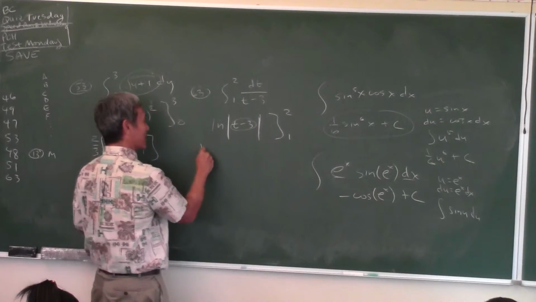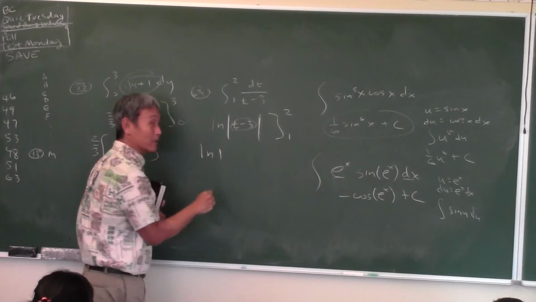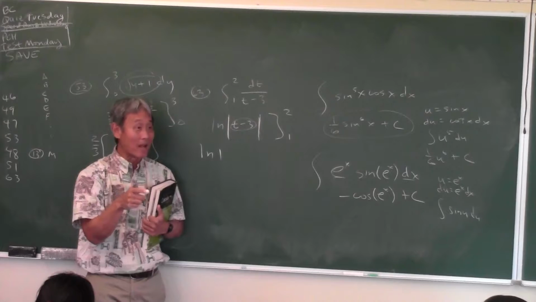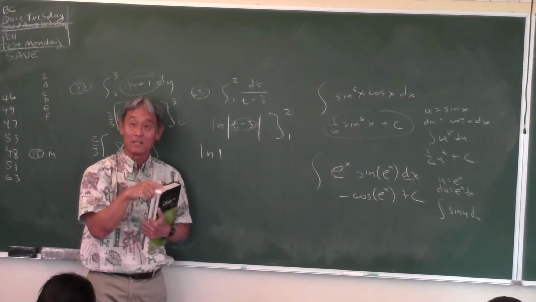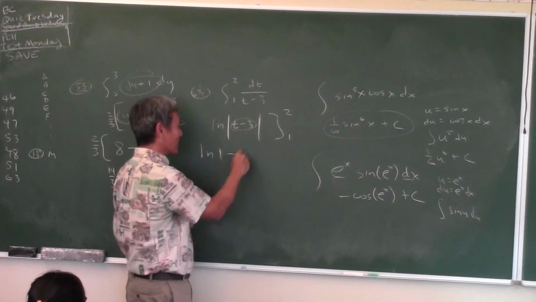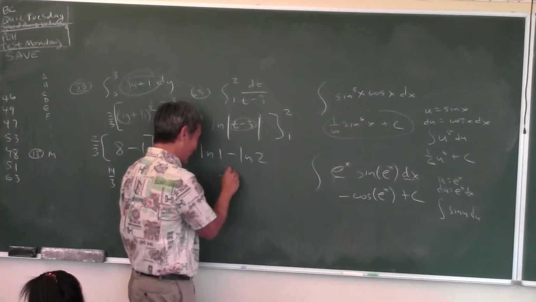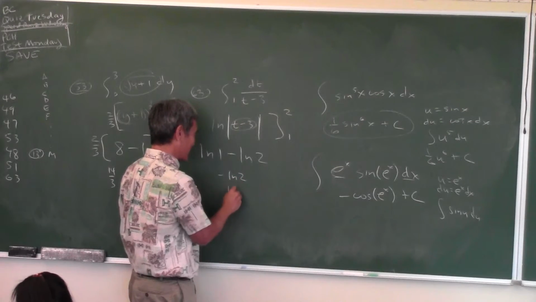Plug in the top number. Natural log negative 1. That's why you need the absolute value, because natural log of -1 is undefined. That's why you need the absolute value there. Minus, plug in the bottom number. Natural log 2, final answer. Negative natural log 2, or if you want to impress me, natural log 1/2.